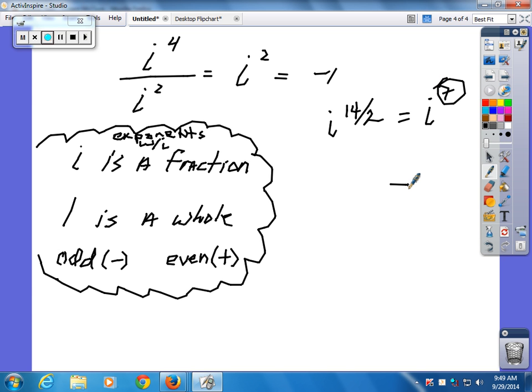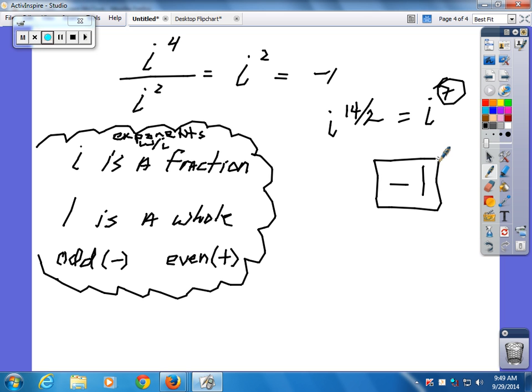And then what is 7? Is 7 a fraction or is 7 a whole number? It's a whole number, so whole is what? 1. So your answer is negative 1. Simple as that. You always divide by 2. And when you divide by 2, you get whatever is here.